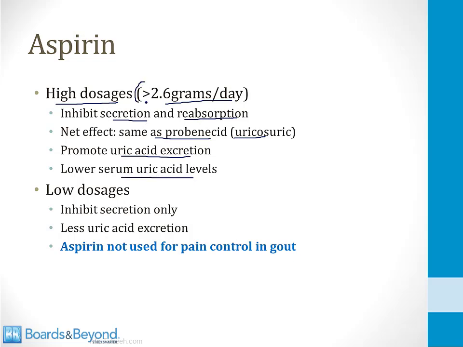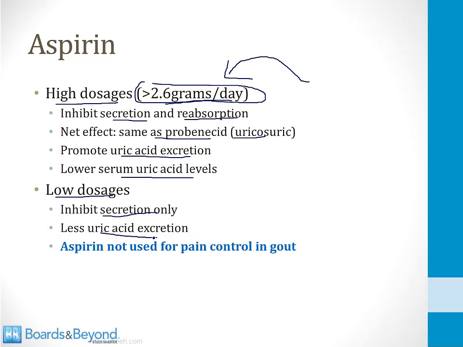Now, 2.6 grams per day is a huge amount of aspirin. My patients who have coronary disease take only 325 milligrams per day, so it's very unusual that anyone will ever take this much aspirin. At the usual dosages of aspirin, the lower dosages, aspirin inhibits secretion of uric acid only. This means that taking a low dose of aspirin will lead to less uric acid excretion and a higher uric acid level.